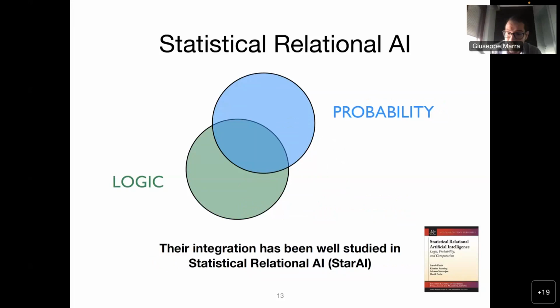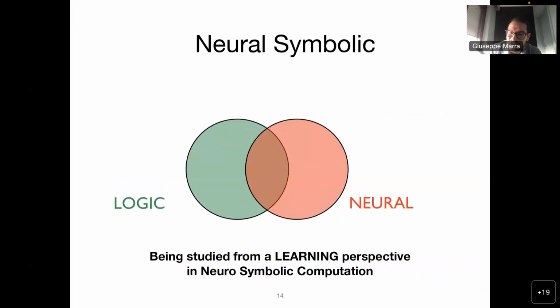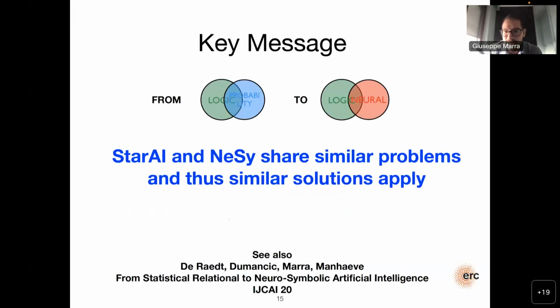And finally, also the link between logic and neural has been the focus, again from a learning perspective, of the field of neurosymbolic. So the key message for this lecture, and the thing that I would like to show you, is that actually Starry Eye, which is a field that is a bit more mature than neurosymbolic, has faced and solved many problems and found many solutions.